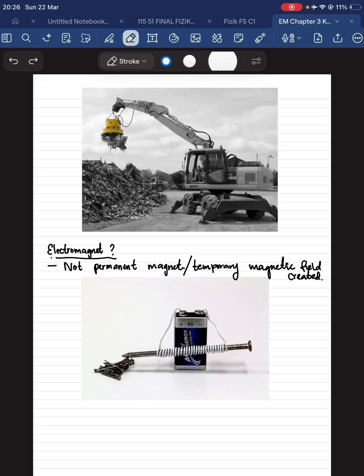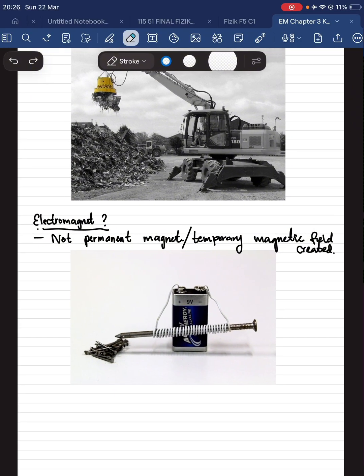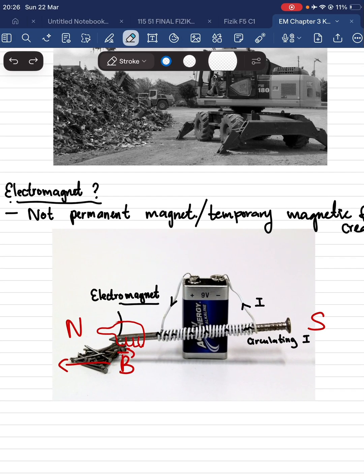So what is an electromagnet? It's a temporary magnetic field being created on the steel, right? It's just like a steel nail. You just connect it to the wire, and then you coil it around, and you will have an electromagnet, right? That's as simple as it is. But let me draw some stuff here.